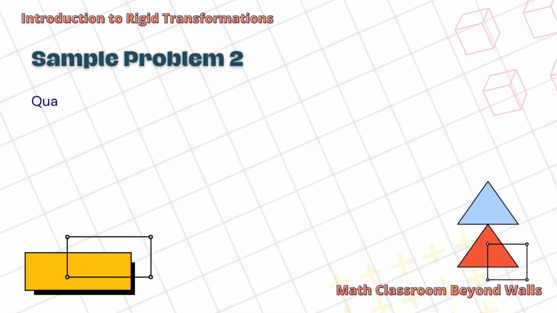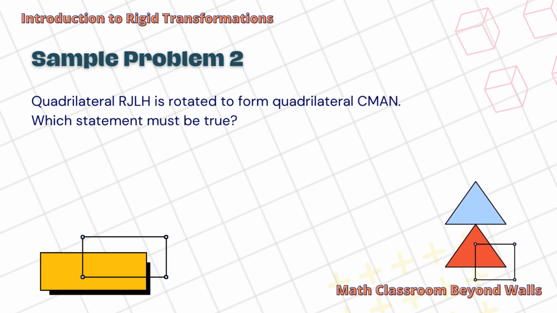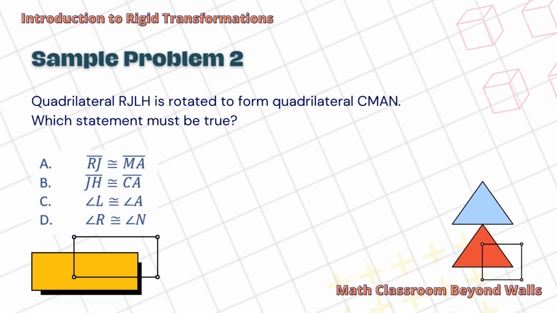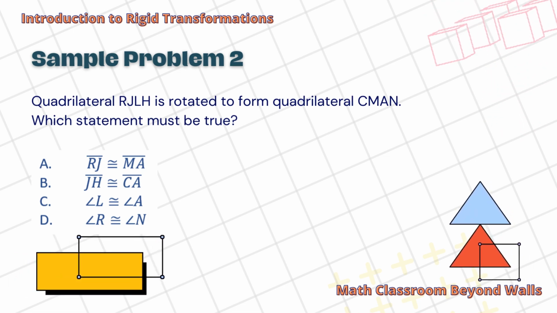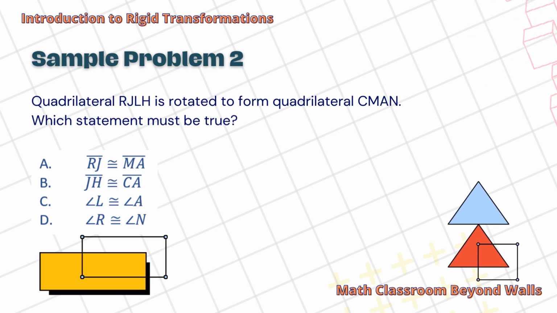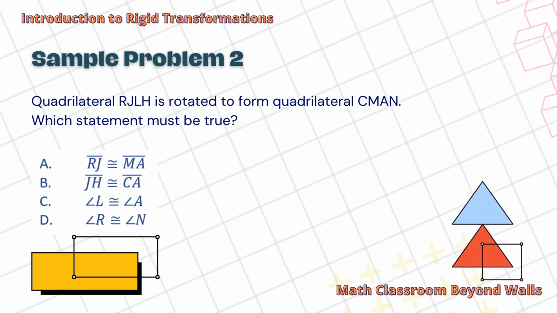Quadrilateral RJLH is rotated to form quadrilateral CMAN. Which statement must be true? Option A, side RJ is congruent to side MA. Option B, side JH is congruent to side CA. Option C, angle L is congruent to angle A. Option D, angle R is congruent to angle N.